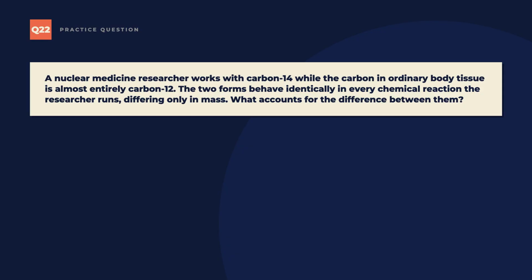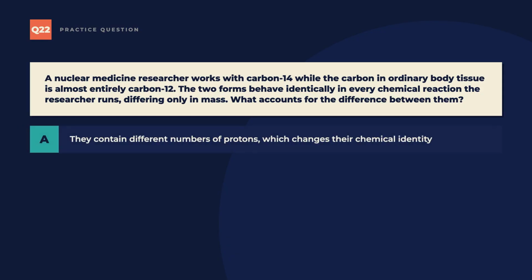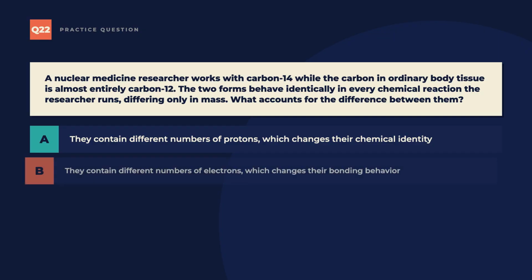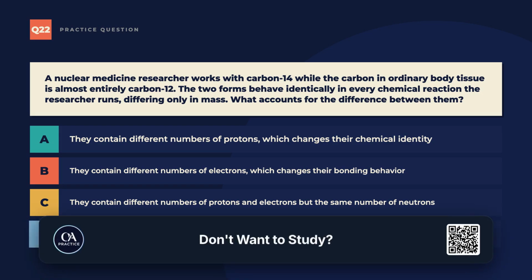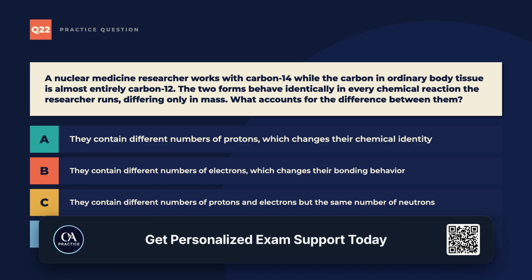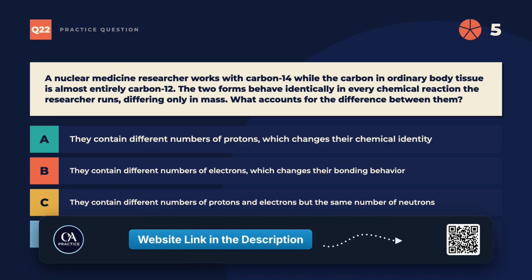Your options are: A. They contain different numbers of protons, which changes their chemical identity. B. They contain different numbers of electrons, which changes their bonding behavior. C. They contain different numbers of protons and electrons, but the same number of neutrons. D. They contain the same number of protons, but different numbers of neutrons. Which would you go with? Lock it in before the reveal.